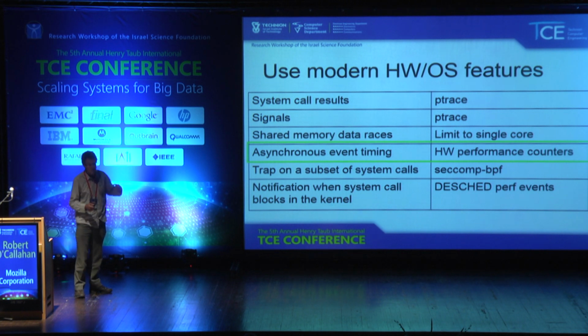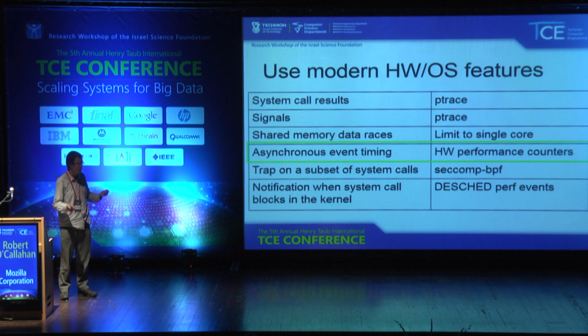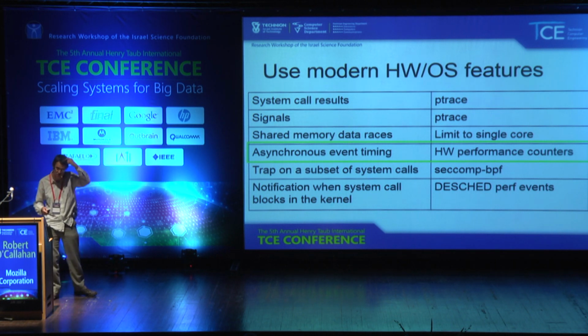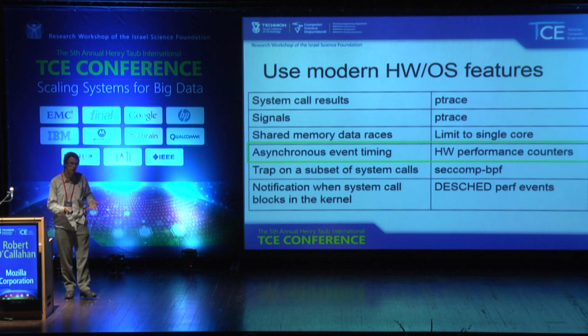Another big problem is recording and replaying the time of asynchronous events, which I'm going to talk about in a minute, and then some optimizations that we do to make the overhead really, really low. One thing I want to point out is that of these features that are listed here, many of them are relatively new. Many of the Linux kernel APIs we rely on have only appeared in the last few years.